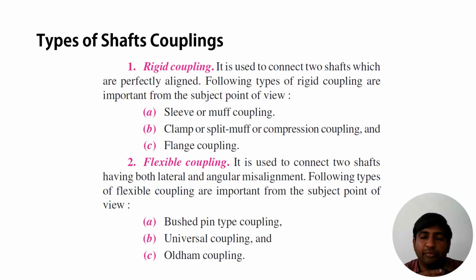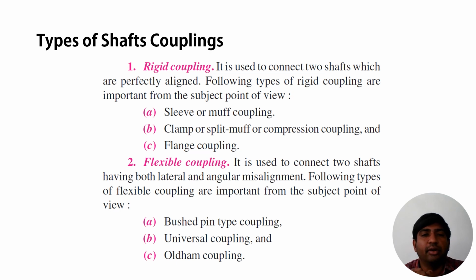Okay. For flexible coupling, we need some misalignments or some lateral connections, so we go for flexible coupling. Flexible coupling is nothing but a coupling used to connect two shafts having both lateral and angular misalignments. So in rigid couplings, we also have three types.